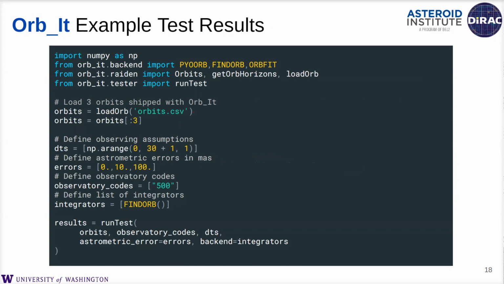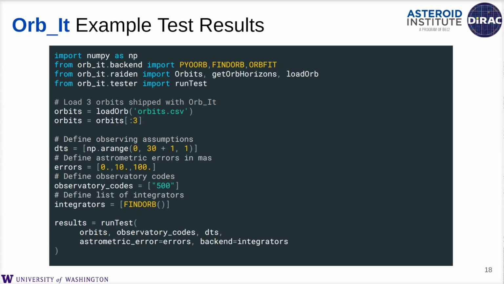Here is the minimal amount of code you need to reproduce a full end-to-end test in the Orbit framework. You're importing your typical packages, NumPy, which is just a standard package. Then from Orbit, you're importing the backend classes: PyOrb, findOrb, OrbFit. You're importing an orbits class. In this example, we're loading orbits from a CSV that ships with the repository. There's no reason you can't just instantiate these orbits from Horizons itself, and there's actually functionality built into Orbit that allows you to load orbits from the Horizons service.